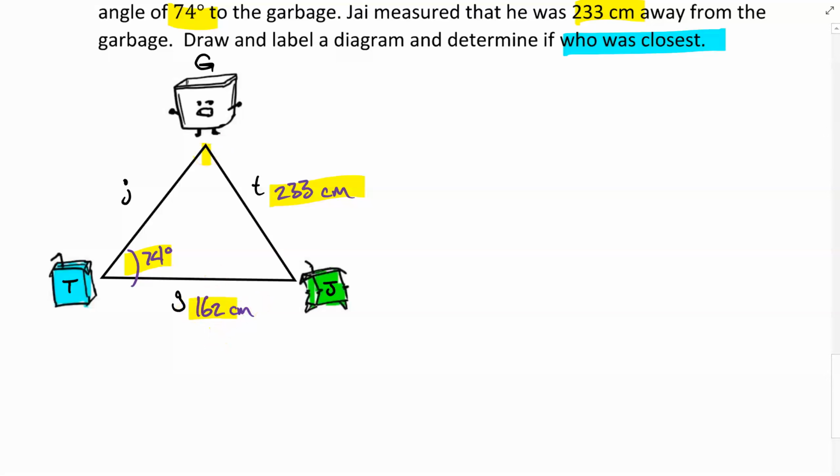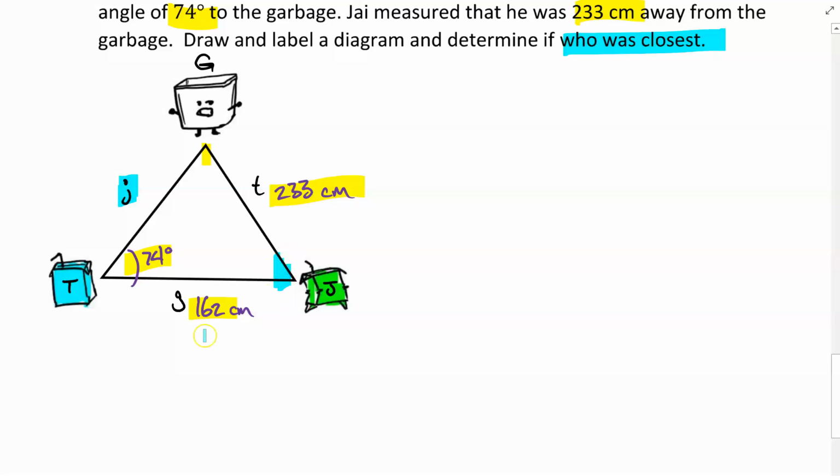But really our goal, however, is to find side J. Because if we know side J, we can make a statement and say which one's actually a shorter distance. Okay? But to get side J, we need angle J.